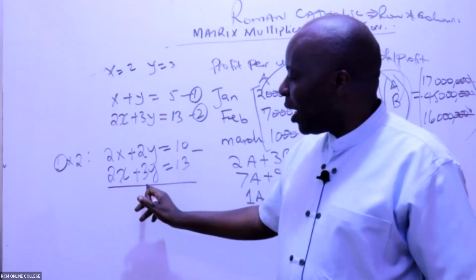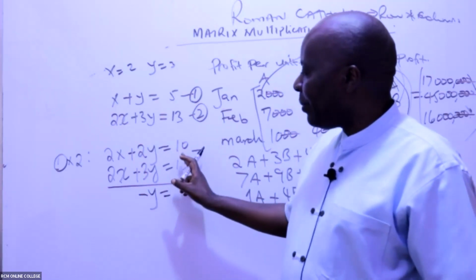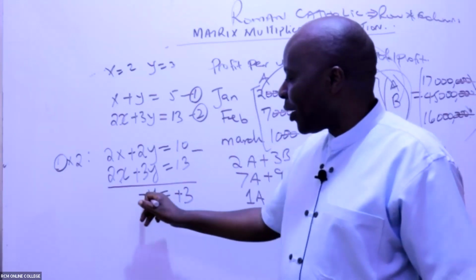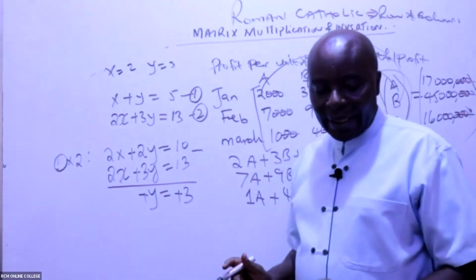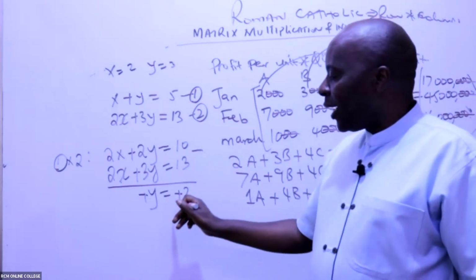2y minus 3y gives me minus y, equals 10 minus 13, which gives me minus 3. So minus and minus disappear, meaning that the answer to y is 3.